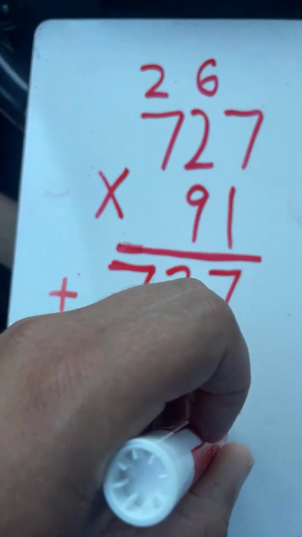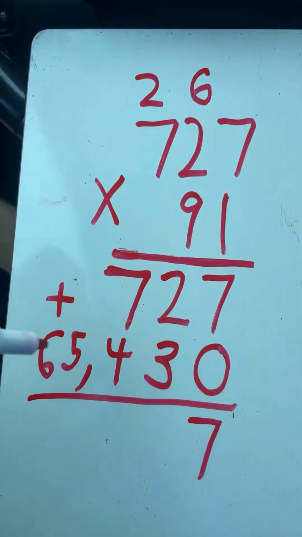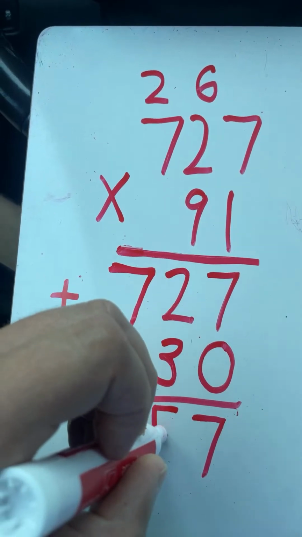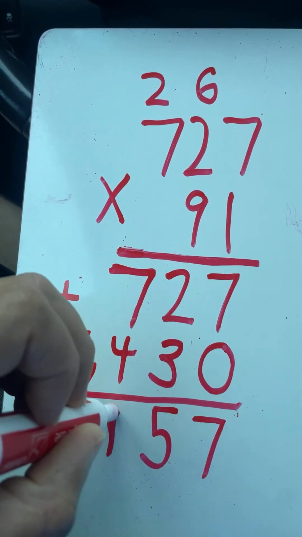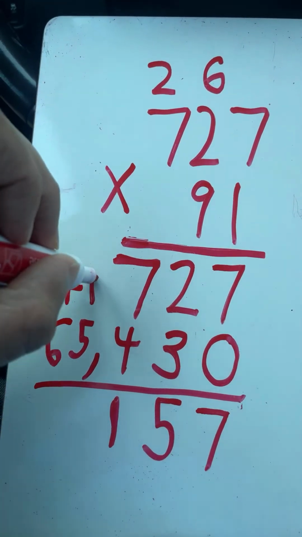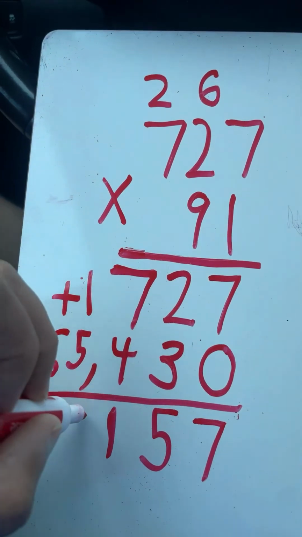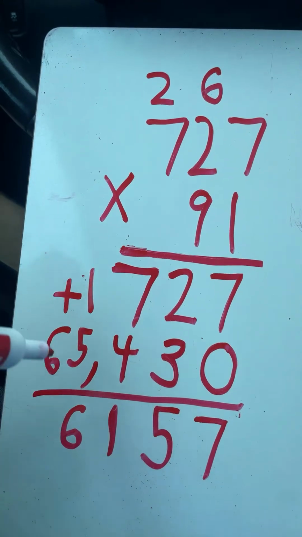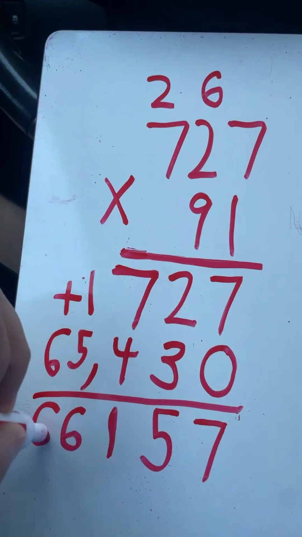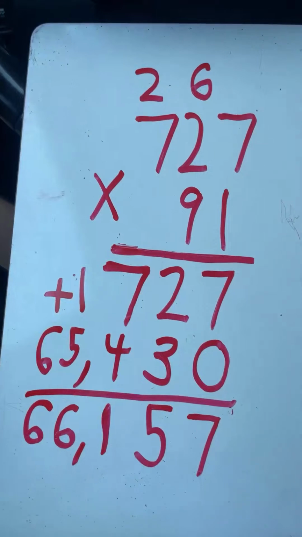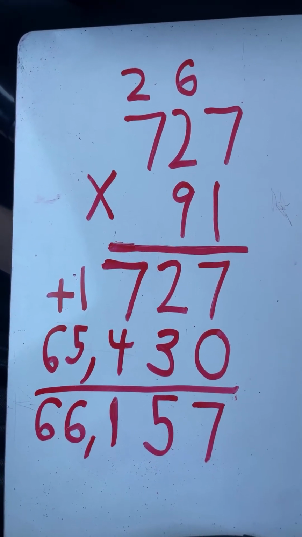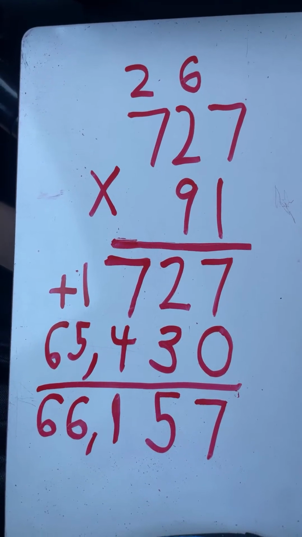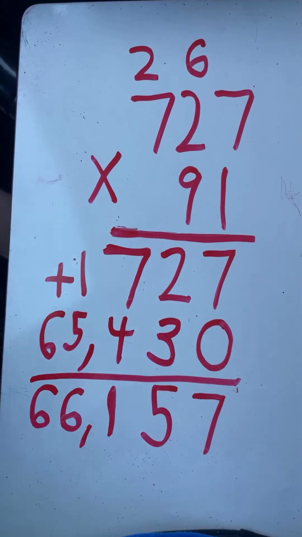7 plus 0 equals 7. 2 plus 3 equals 5. 7 plus 4 equals 11. 1, carry the 1. 1 plus 5 equals 6. 0 plus 6 equals 6. And we have our final answer. 727 times 91 equals 66,157.